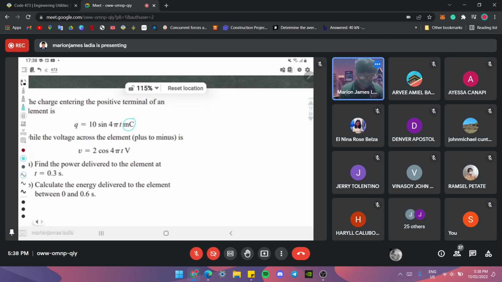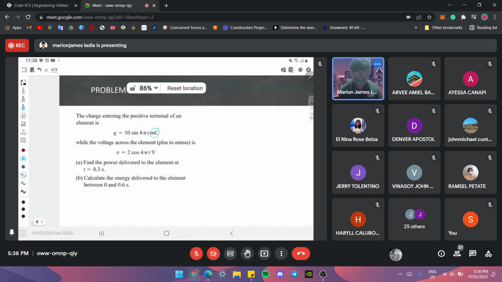Millicoulomb. So the voltage across the element is V equals 2 cosine 4 pi t. Find the power delivered to the element at t equals 0.3 seconds and calculate the energy delivered to the element between 0 and 0.6 seconds.